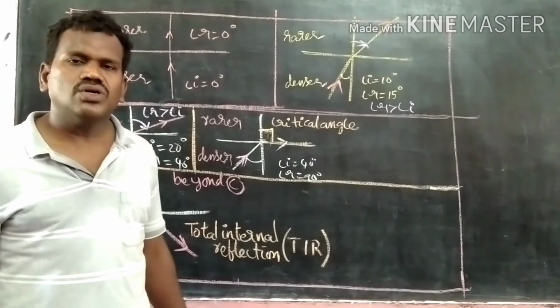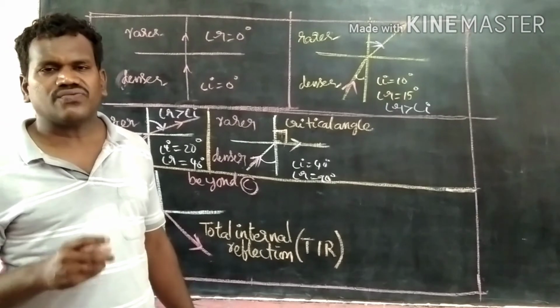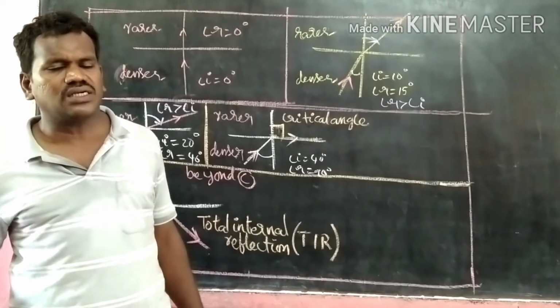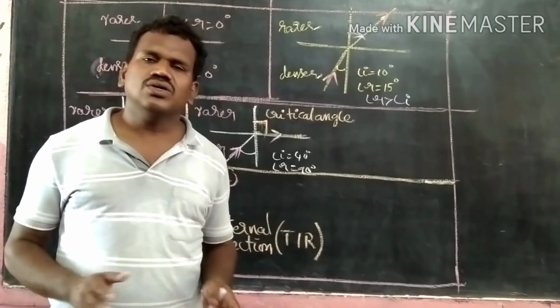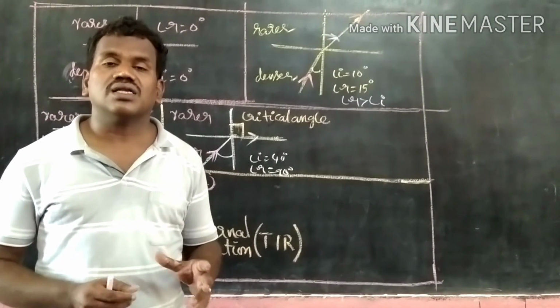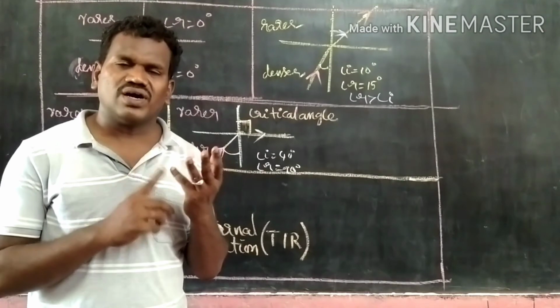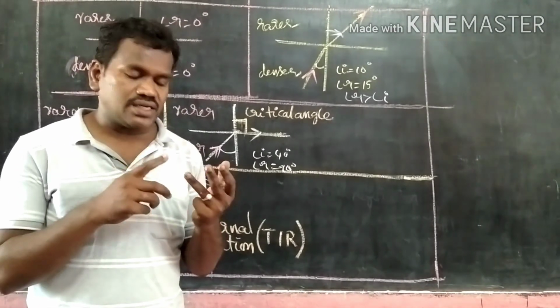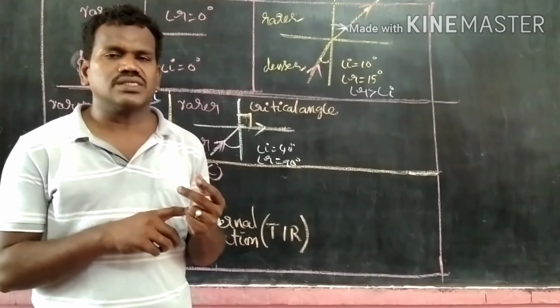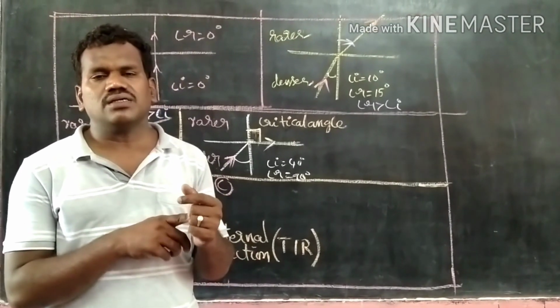From this video, we can understand the critical angle as well as total internal reflection. In the next video, we are going to discuss the different examples of total internal reflection. That is the formation of mirage, twinkling of the stars, flickering of the diamond and so on.